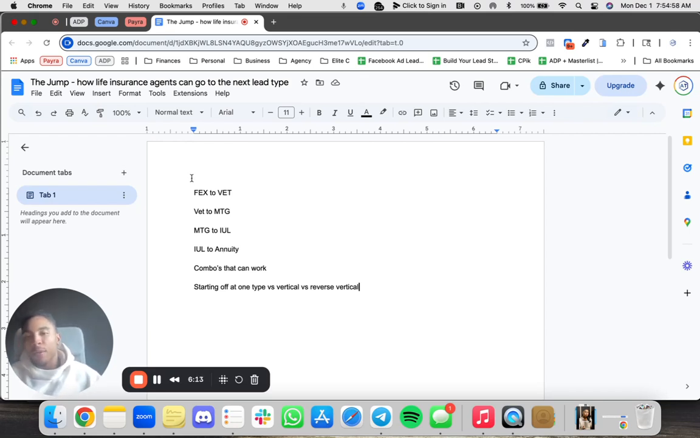Right? So we're going to go through different ways. Let's talk about the lead types and what I believe are some of the more immediate jumps that you can see in a very linear progression. I'm going to talk about combos that work. I'm also going to talk about if you were to just start at one lead type, the pros and cons, and then reverse vertical, which means starting at annuity, learning and actually going downwards and when that's applicable.